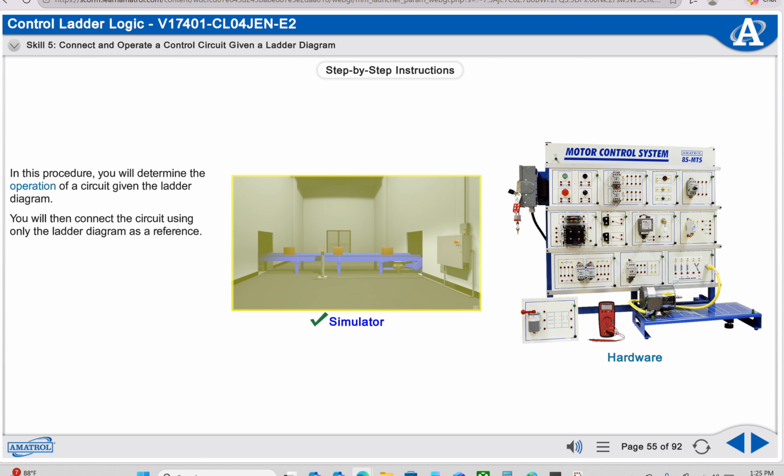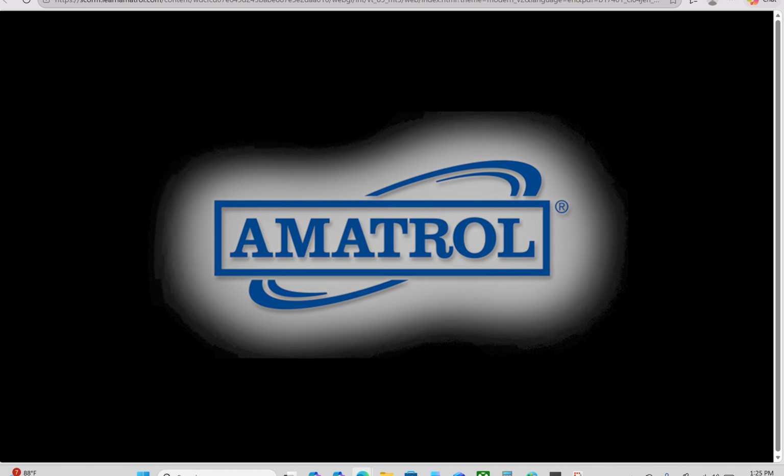In this procedure, you will determine the operation of a circuit given the ladder diagram. You will then connect the circuit using only the ladder diagram as a reference. Select Simulator or Hardware to perform this procedure. Once you have completed one, you may go through the other.